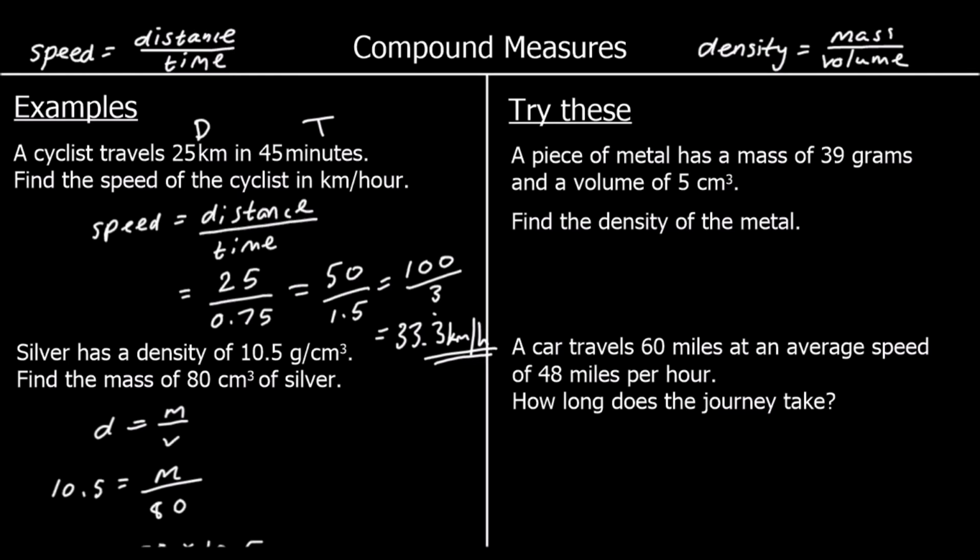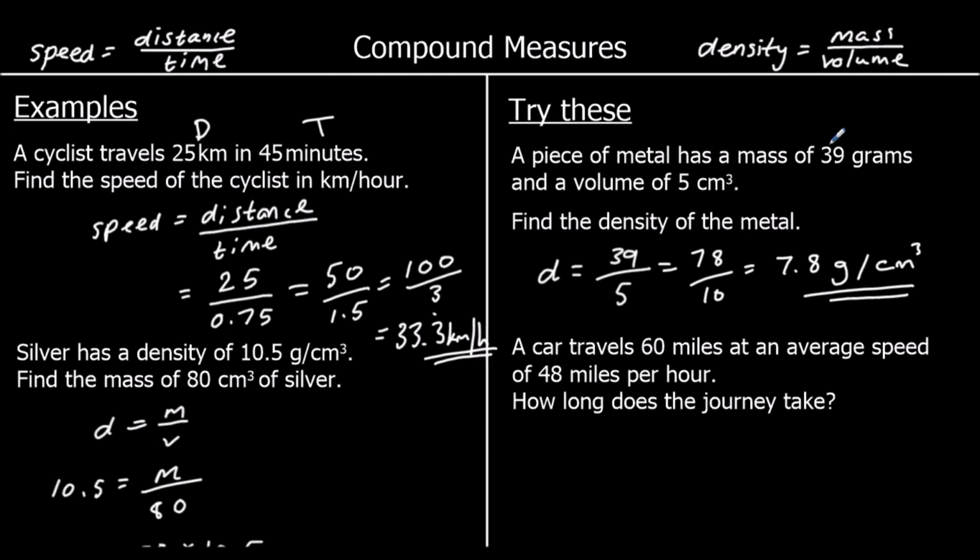The first question, a piece of metal has a mass of 39 grams and a volume of 5 centimeters cubed. Find the density. So density is mass over volume. So in this case, 39 over 5. And 39 over 5, if we double the top and double the bottom, is 78 over 10, which is 7.8. So 7.8 grams per centimeter cubed. We had mass in grams, volume in centimeters cubed, so it's grams per centimeter cubed.